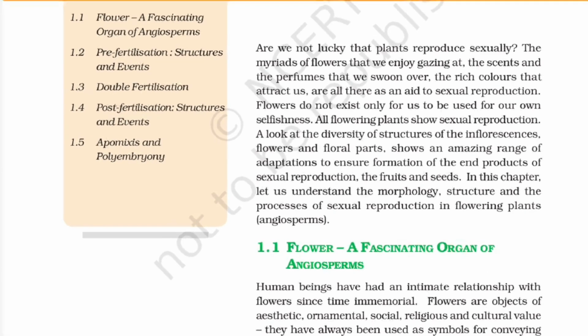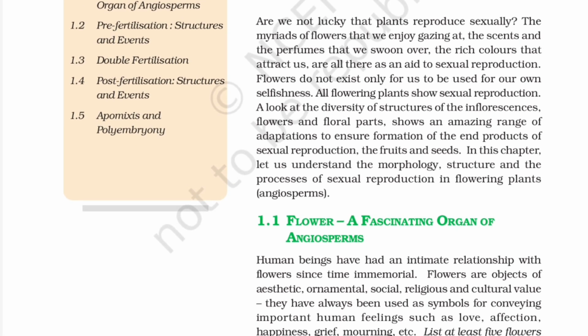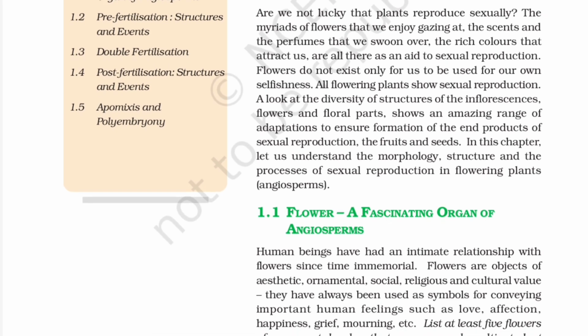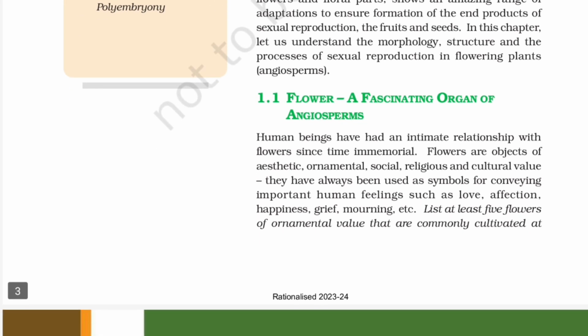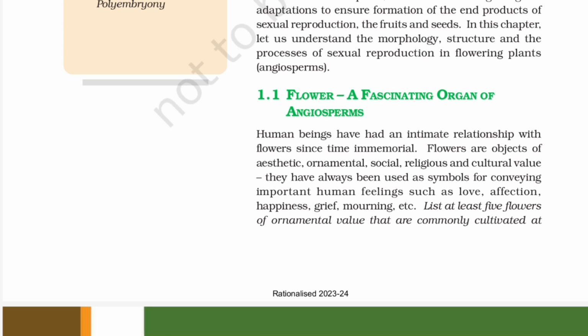A look at the diversity of structure of the inflorescence, flowers and floral parts shows an amazing range of adaptation to ensure formation of the end product of sexual reproduction, the fruit and seeds. In this chapter, let us understand the morphology, structure and process of sexual reproduction in flowering plants, angiosperms. The first topic is flower, a fascinating organ of angiosperms.